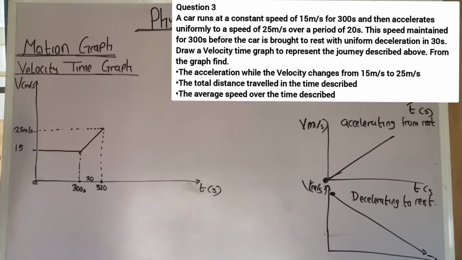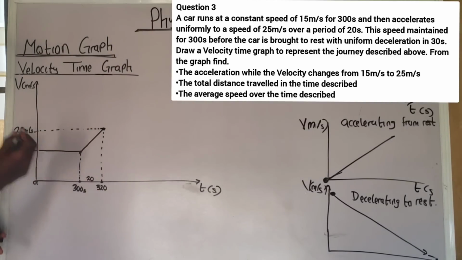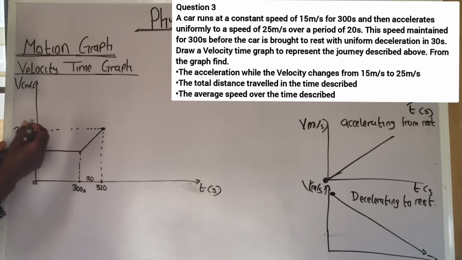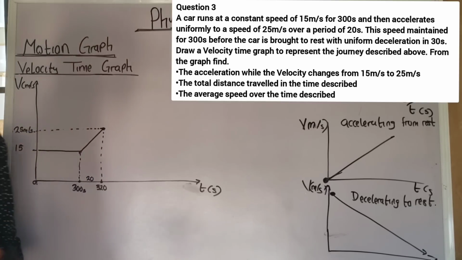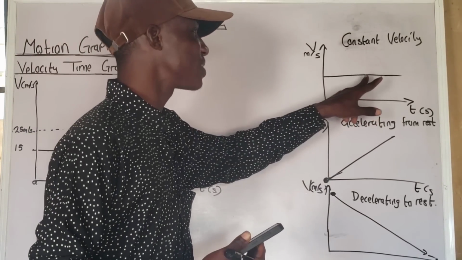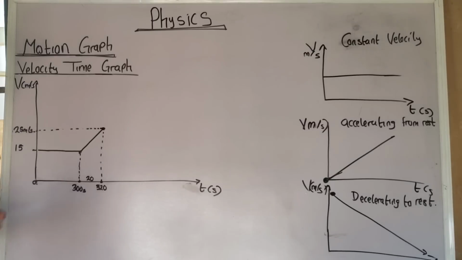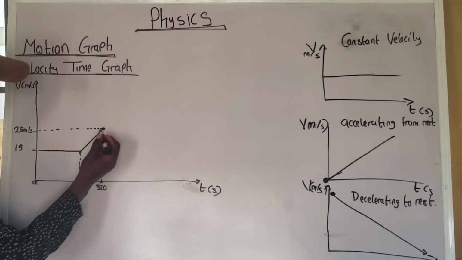Now, let us proceed. This speed is maintained for 300 seconds. Wow, what an interesting question. After it accelerates to this point, the speed is now maintained for 300 seconds, and that means that the speed is constant for 300 seconds. And at constant speed or velocity, the graph looks like this. The speed is not changing. So for this, I'm going to have here.